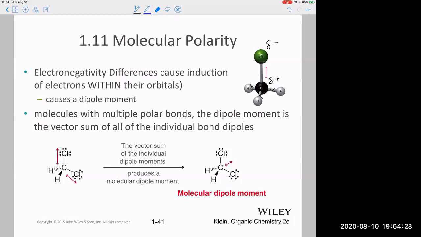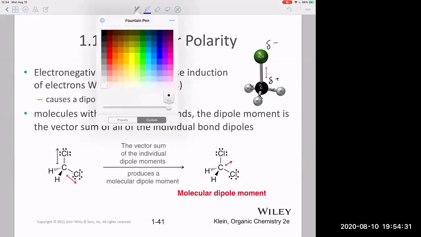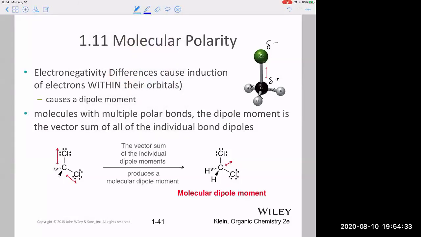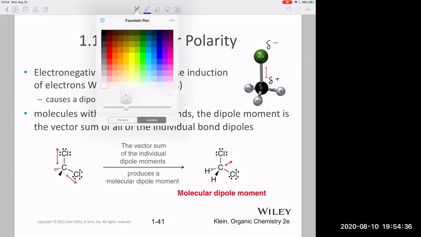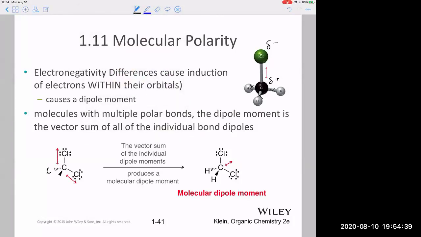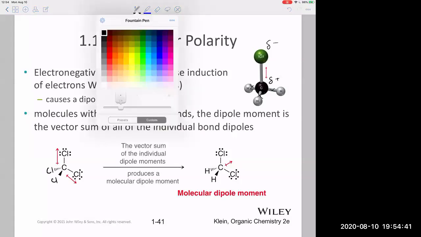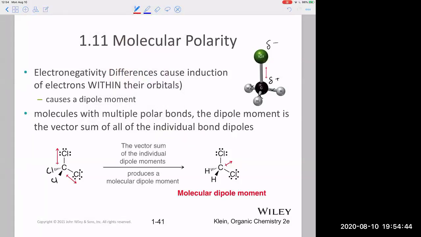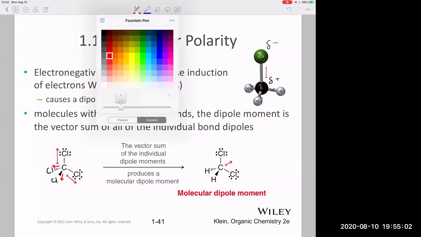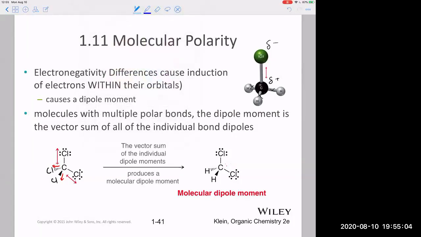One other example I want to do real quick with this is what would happen if all 4 of these were carbon-chlorine bonds. This would be an example of a molecule that has polar bonds. All 4 of these bonds are polar. But because they're arranged equally in space, the angles between all those bonds are the same, they're the same distance apart, and they're all pointed in different directions, the net sum of those vectors would be 0. They would effectively all cancel each other out.